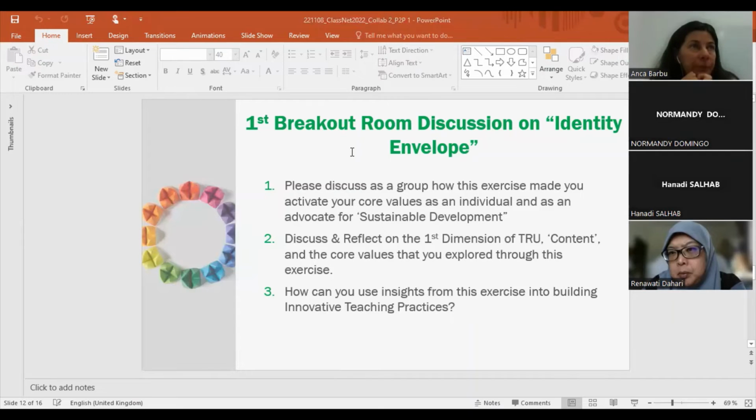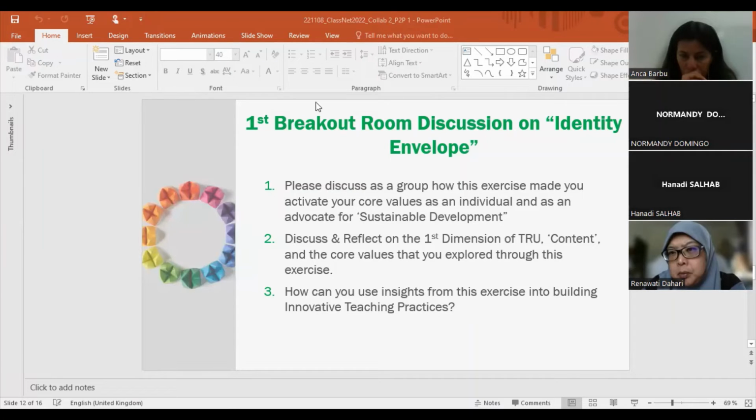Anyone else, maybe? Okay, maybe we can move to the second question. So how does the TRUE framework, especially the content section and core values that we explored, help you in this exercise and maybe even in your personal life as teachers?